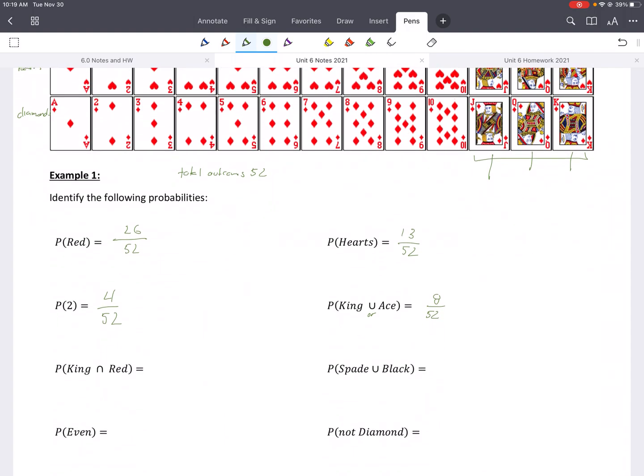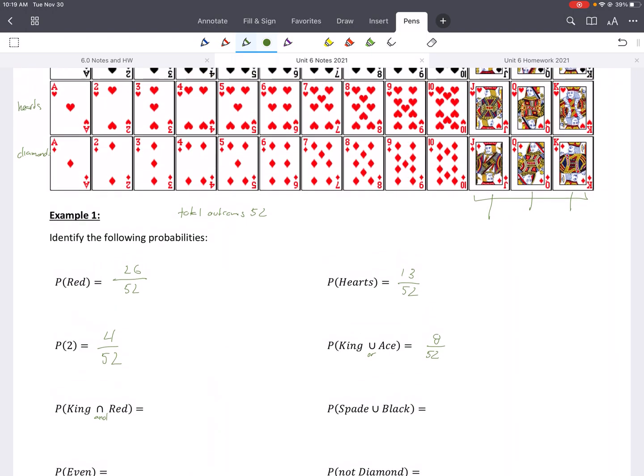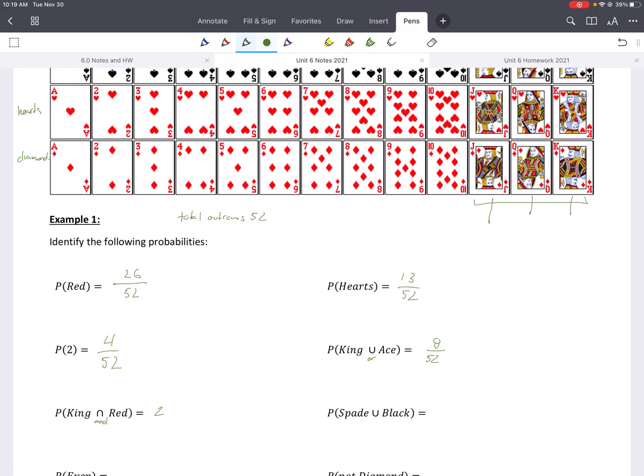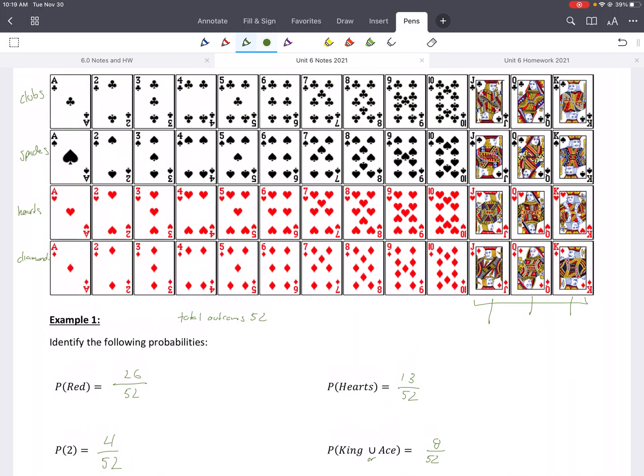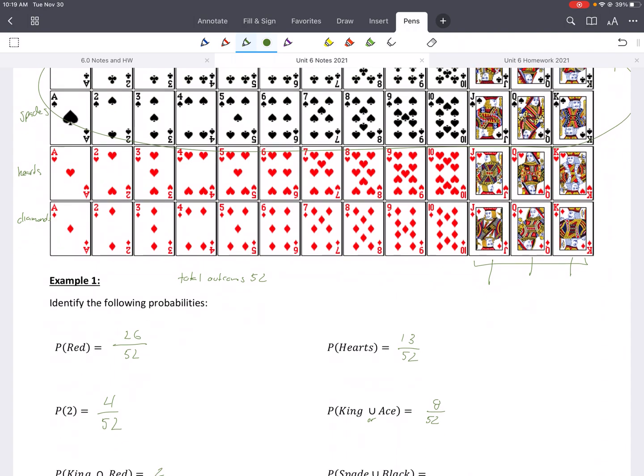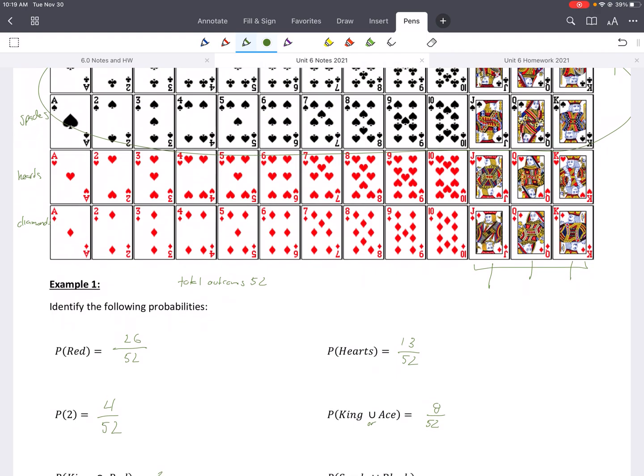What's the probability of picking a king and a red? So do we have any kings that are reds? Yes, there's 2 of them. 2 out of 52. What's the probability of selecting a spade or a black? So spades are these, and black. So we do the union, so we take all of them. So that would be a total of 26.